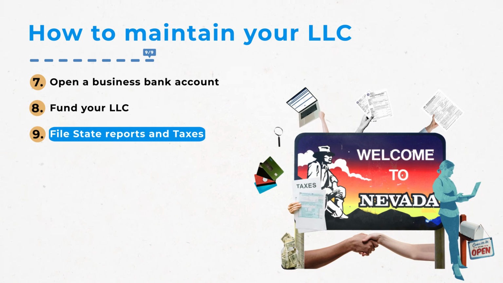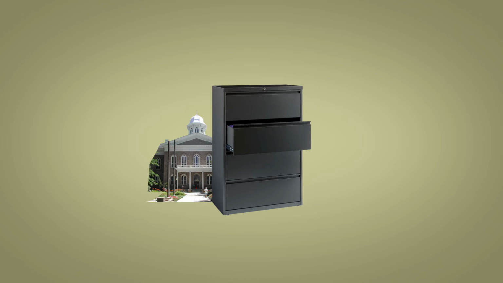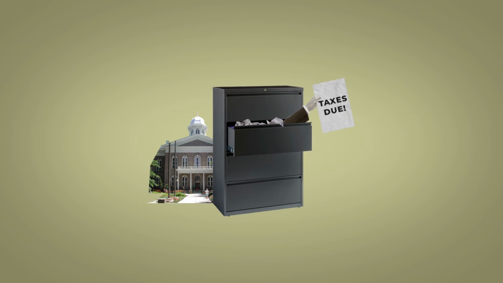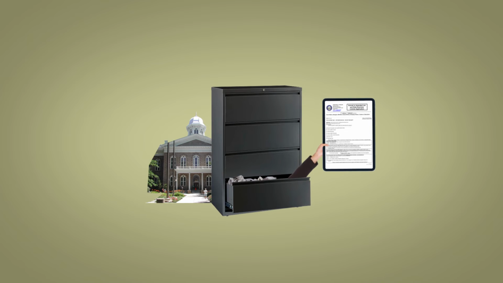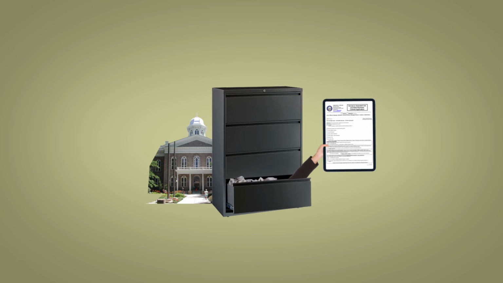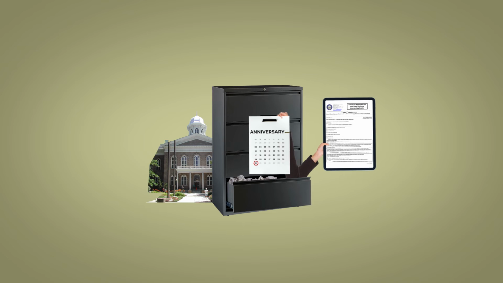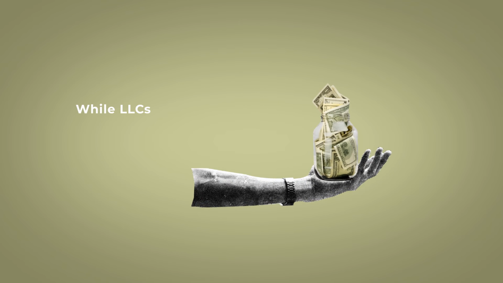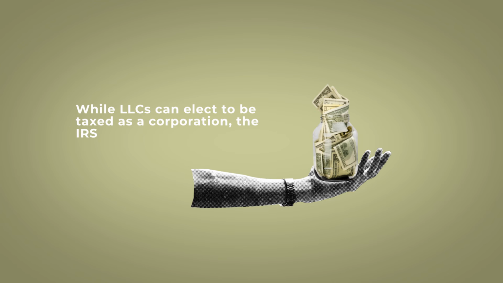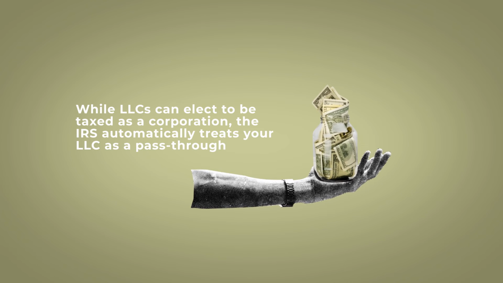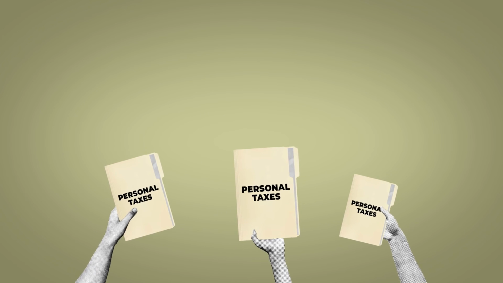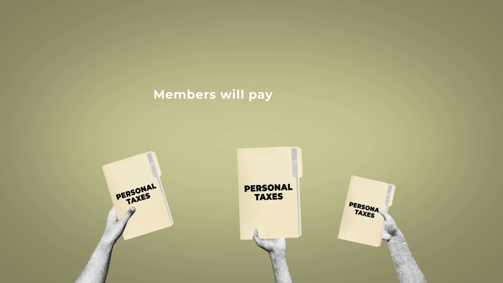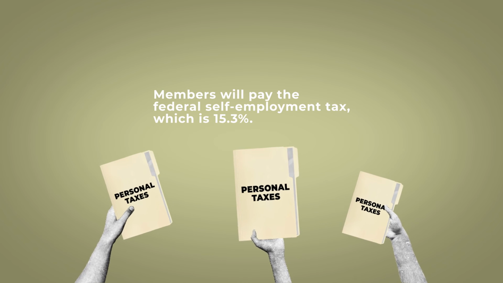Now, for the 9th and final step of maintaining your Nevada LLC. You'll need to pay taxes and stay up to date with state filings to keep your business in good standing. In Nevada, you will need to file the annual list and state business license application with the Nevada Secretary of State every year by the end of the anniversary month of the LLC's formation. While LLCs can elect to be taxed as a corporation, the IRS automatically treats your LLC as a pass-through entity. This means your LLC's annual profits will be distributed to its members, who then report those profits as income on their personal tax filings. In this case, members will pay the federal self-employment tax, which is 15.3%.